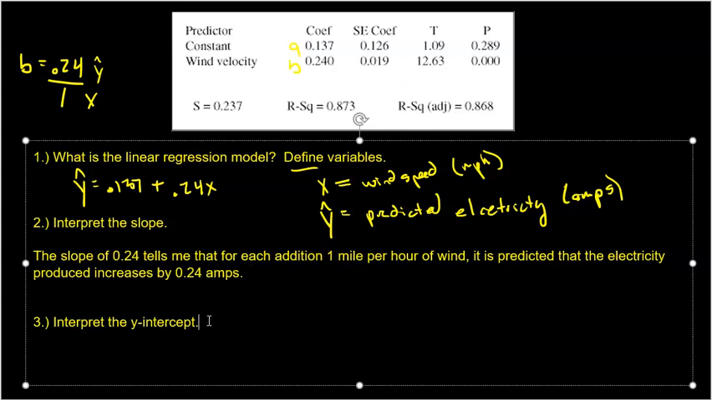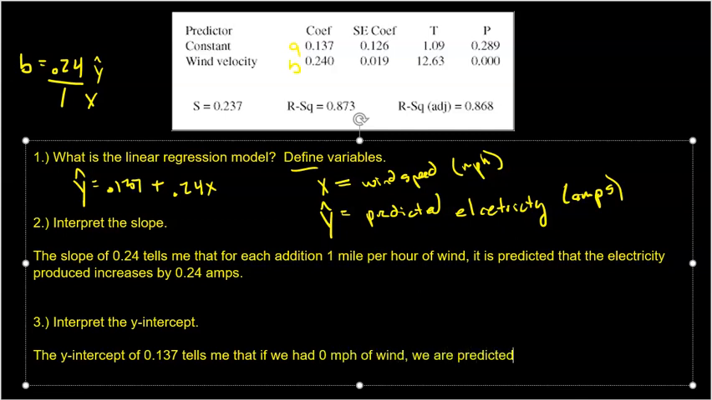All right, up next is the y-intercept. Remember, a y-intercept is what we predict y to be when x is 0. So we would say the y-intercept of 0.137 tells me that, well, another typo, I'm bad at typing, tells me that if we had 0 miles per hour of wind, we are predicted to still get 0.137 amps of electricity.